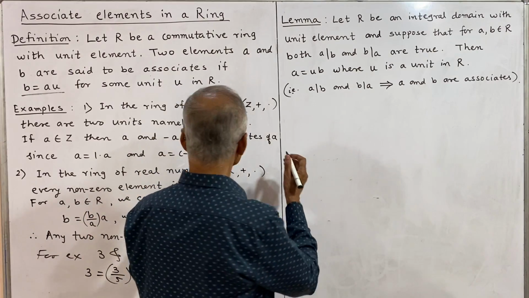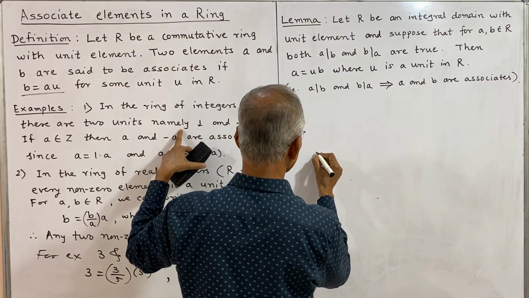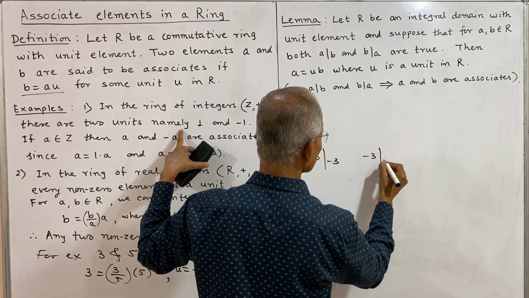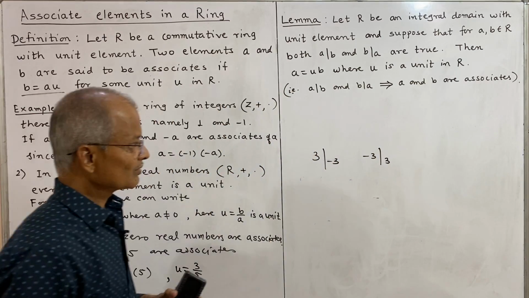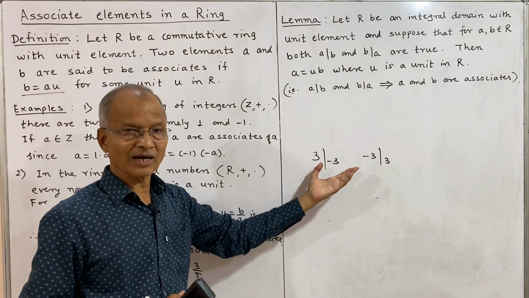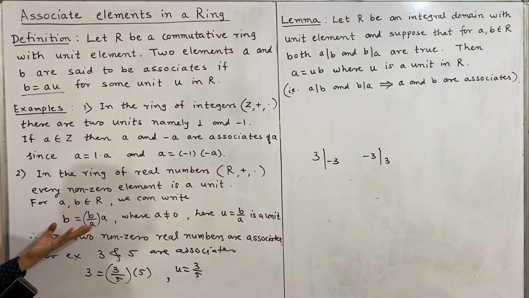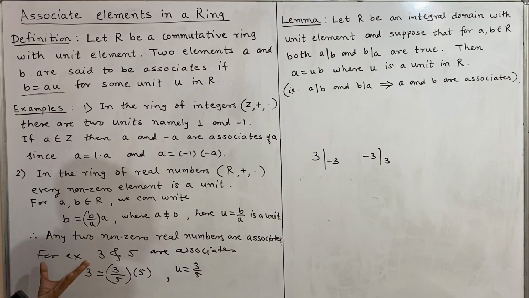So for example, in this first ring we have, say, 3 divides minus 3 and minus 3 also divides 3. Therefore 3 and minus 3 are associates, and here in the real numbers any two non-zero elements divide each other, and therefore they are associates.